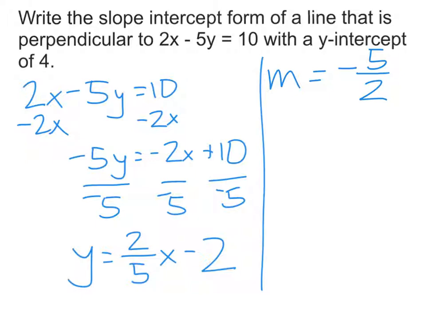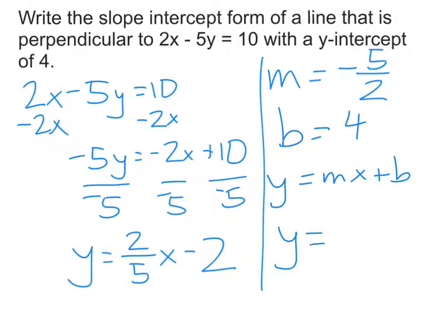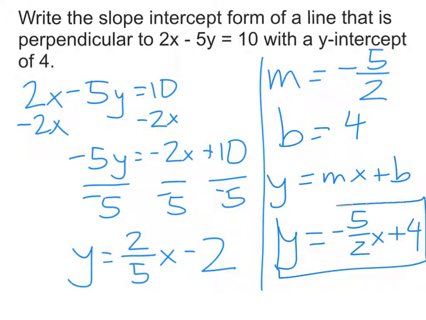Last thing is we need the y-intercept, but they actually give that to us. They tell us the y-intercept is 4, so that means b equals 4. So now we have everything we need for our equation, y equals mx plus b, right, because they wanted slope-intercept form. So it'll be y equals negative 5 over 2x plus 4. This is the line that meets the characteristics that they were talking about.